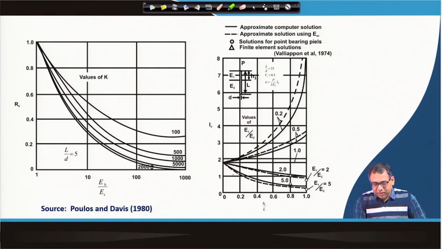You have a two layer soil, where H 1 is the thickness of the first layer, L is the total thickness of the first layer and the second layer, and D is the diameter of the pile. So, this is the pile which is on the rigid stratum, then L is the total length of the pile, where E 2 is the elastic modulus for the second layer and E 1 is the elastic modulus of the first layer.